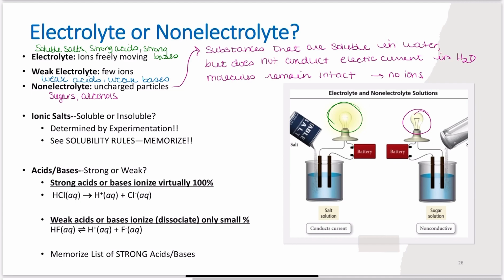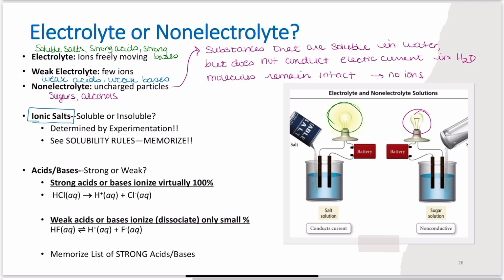So how do I know if a salt is soluble? Well, that's where our solubility rules come into play. We do have to memorize these. You can't get around that. It is one of the things you're going to have to memorize. And this is actually determined by experimentation. So for ionic salts, when we say soluble salt, it will be an ionic salt, and we want to ask ourselves, is it soluble or insoluble? This, again, is determined by experimentation. We will go through the solubility rules, but you are responsible for memorizing them.